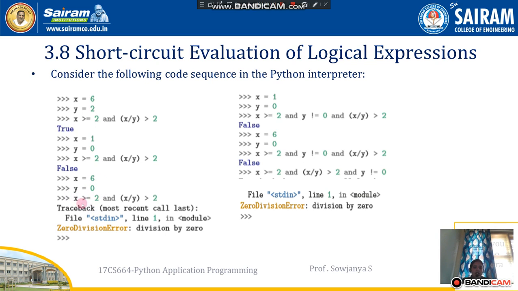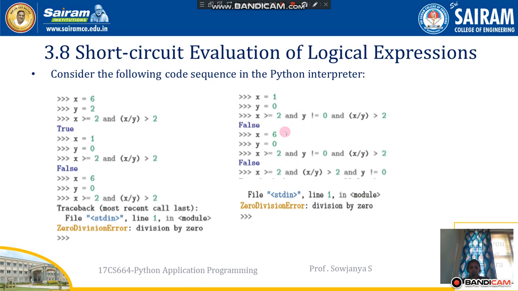Then the next one: x is equal to 6 and y is equal to 0. In such a case, the first condition is true, so you have to check the second condition. Now you have 6 divided by 0, so what will be the output? You cannot expect this to be true, because it will give you a divide by zero error, because 6 cannot be divided by 0. This is how we can see short circuit evaluation of a logical expression.